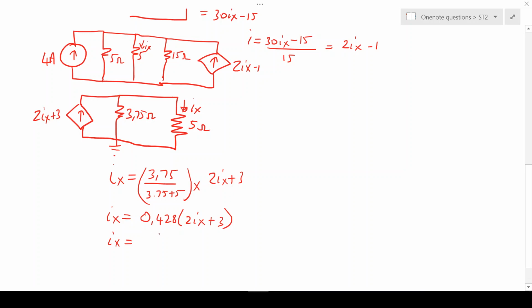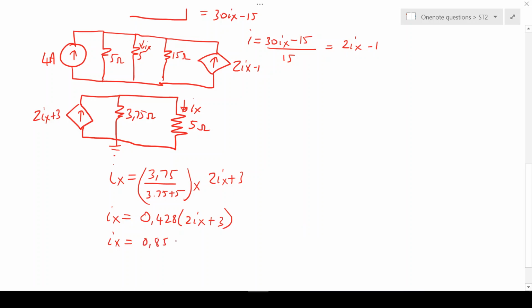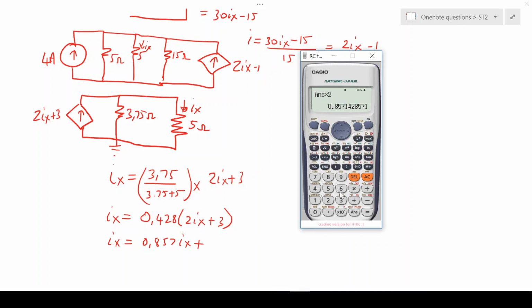So Ix is going to give me, I'll quickly multiply that out. If I multiply that by 2, it's going to give me 0,857 Ix, plus 3 times 0,428, which gives me 1,284.